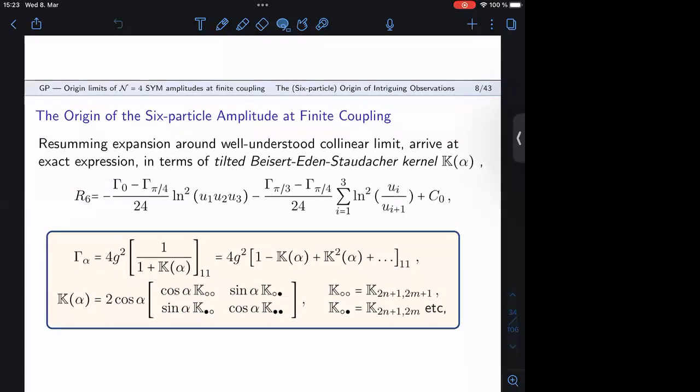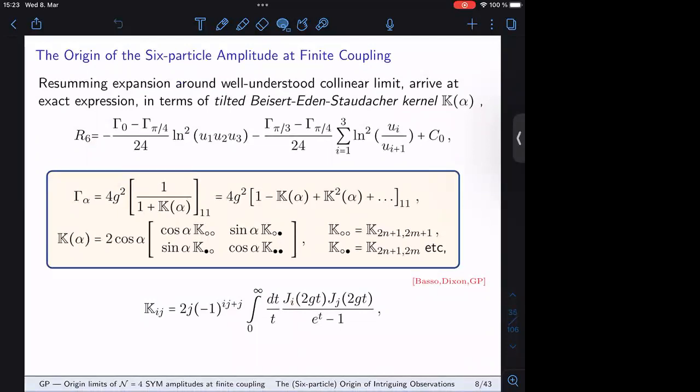So we have a parameter in the game, and really we can tune it. The cusp anomalous dimension corresponds to pi over four. The simplest octagon anomalous dimension corresponds to alpha equals zero. And the additional angle that showed up in the six-particle amplitude was pi over three.